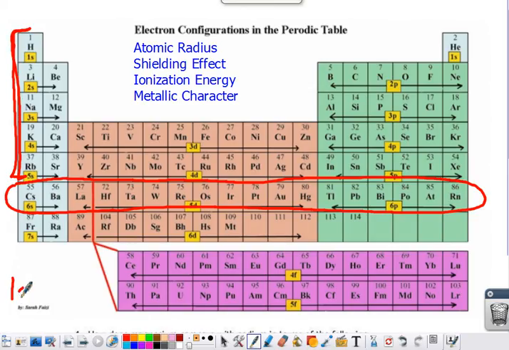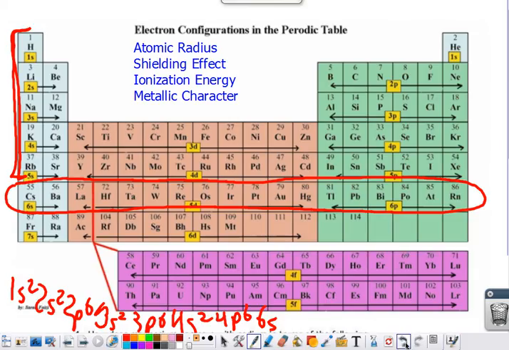So like cesium would be 1s2, 2s2, 2p6, 3s2, 3p6, 4s2, 4p6, nope, I skipped one. 5s2, 4d10, 5p6, 6s2. Whew. And so cesium is, or actually barium. I did barium. Barium 6s2. And I noticed this is actually noted 6s. This would be cesium 6s1, barium 6s2.